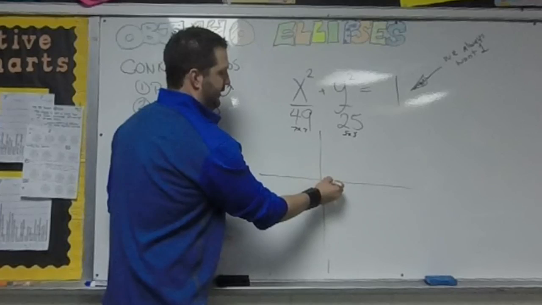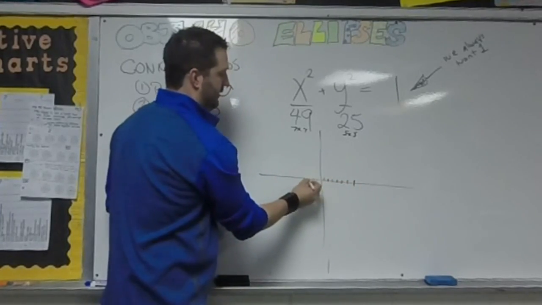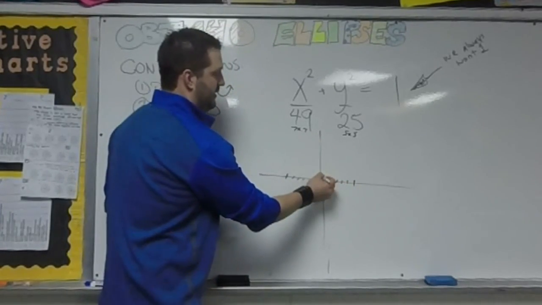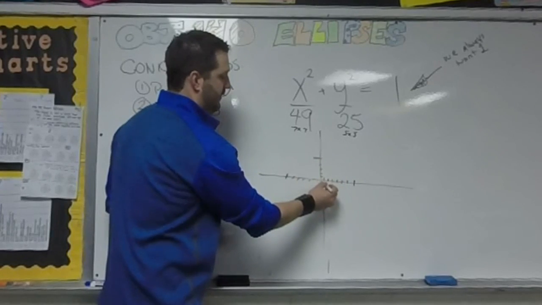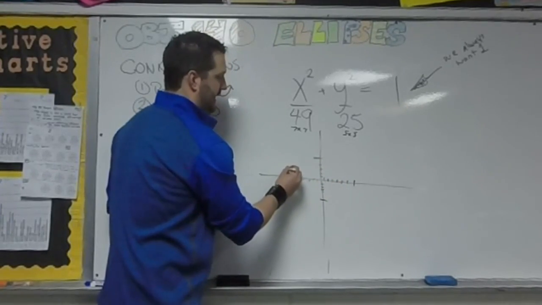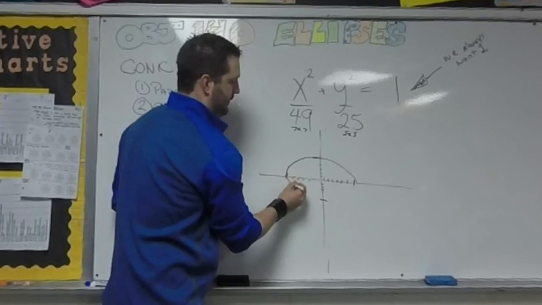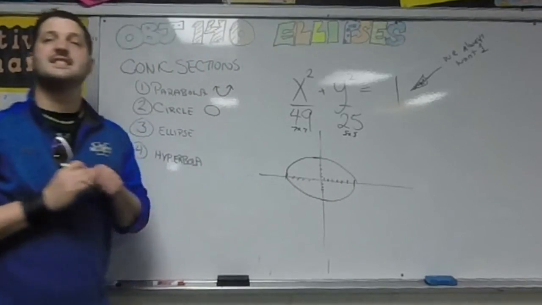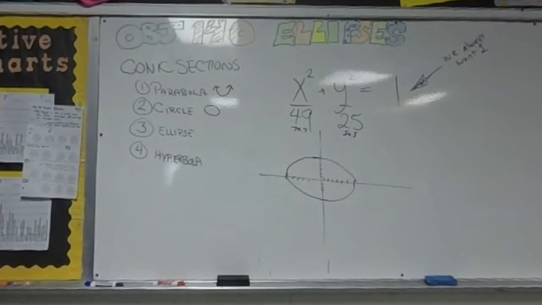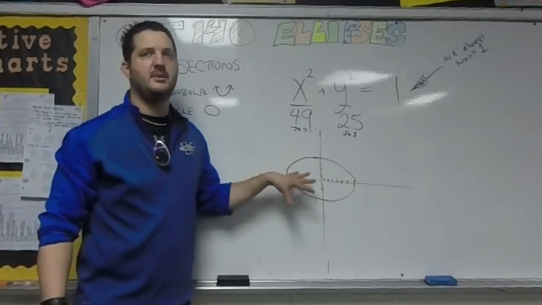So we go 1, 2, 3, 4, 5, 6, 7. 1, 2, 3, 4, 5, 6, 7. 1, 2, 3, 4, 5. And it ends up being like that. But it's centered. So the next one, we're going to move the center away from being on the origin. So it's not going to be centered on the graph.